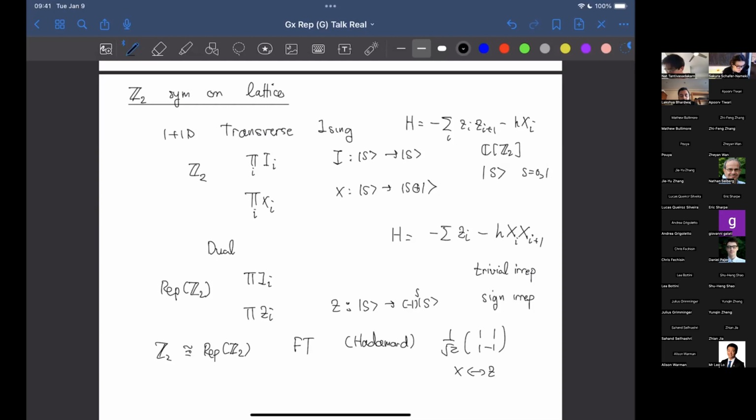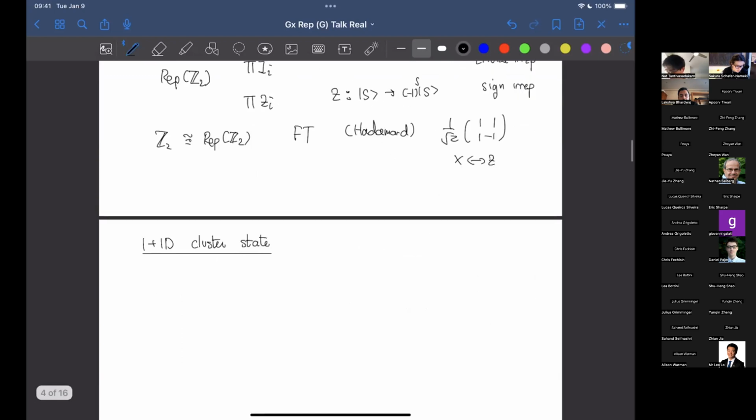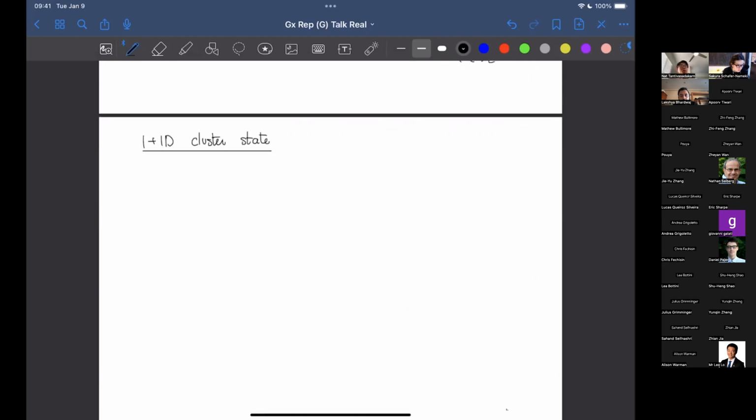Okay, so now let me introduce the model of the 1D cluster state. It's the unique ground state of a particular Hamiltonian. The Hamiltonian is written, on a 1D chain, as a sum of three-body terms, Z, X, Z.